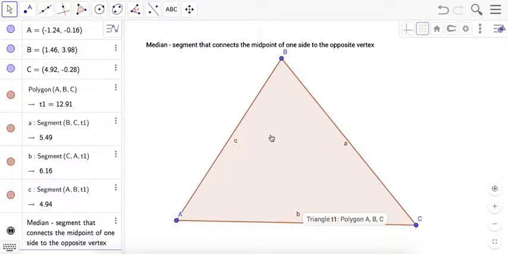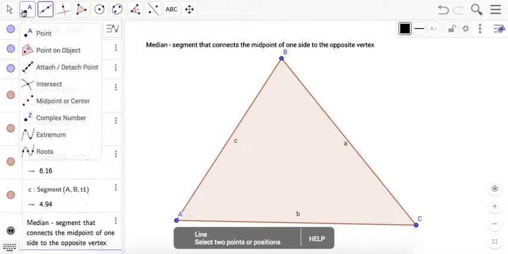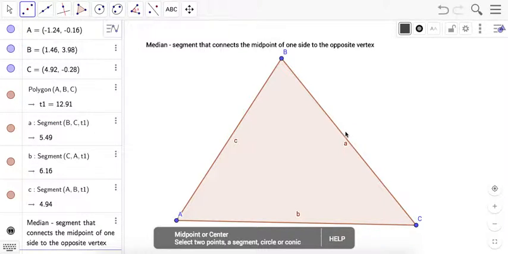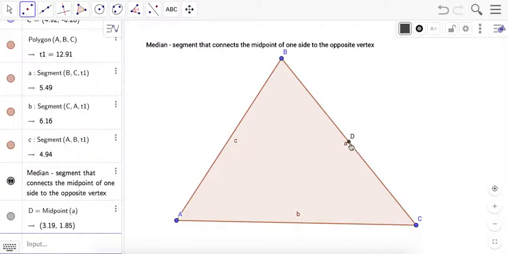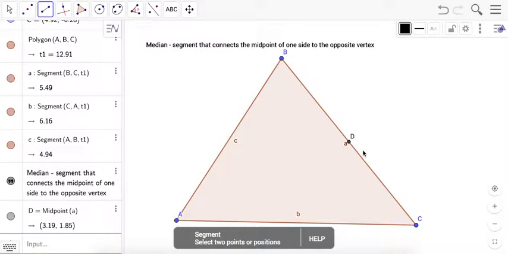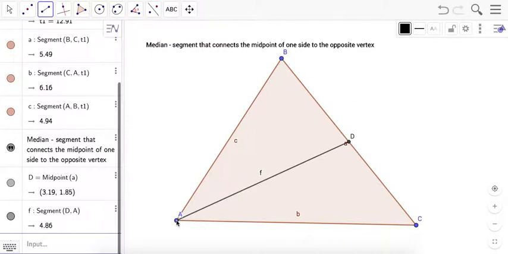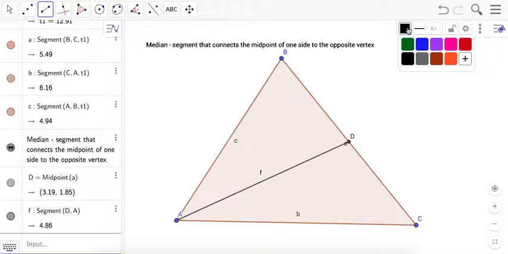So if I want to draw in a median here, first I need a midpoint. So we come over here and we want to do the midpoint or center. So let's do the midpoint of side A. So the midpoint of side A is D. So now if I create a segment that connects this midpoint to this opposite vertex, that is a median. So there is my median F. And let's make our medians purple. Okay, so there's my one median.